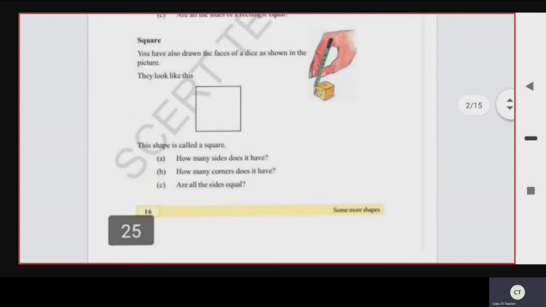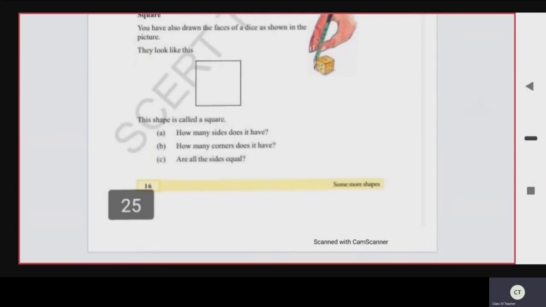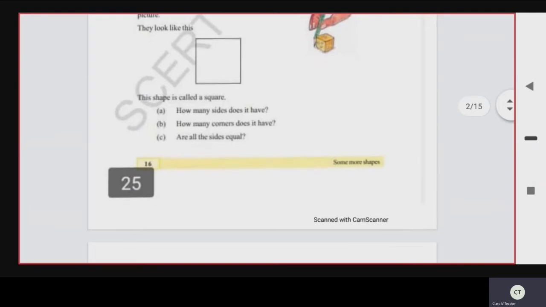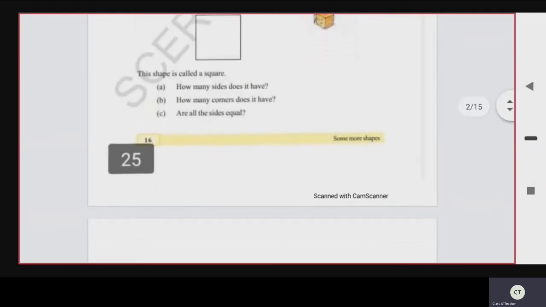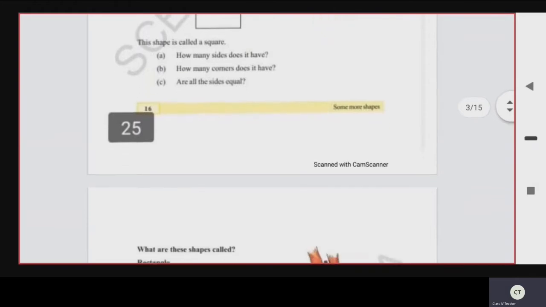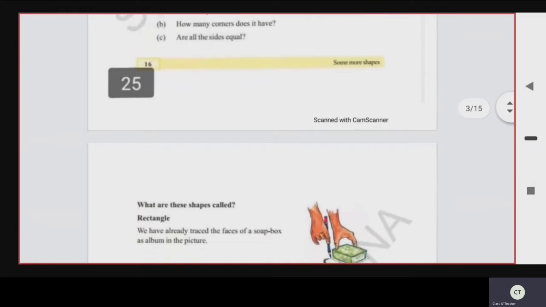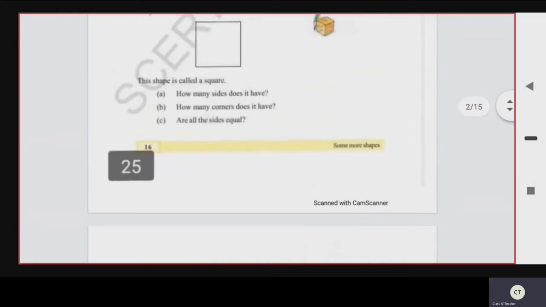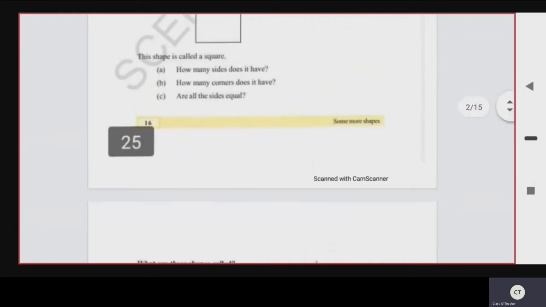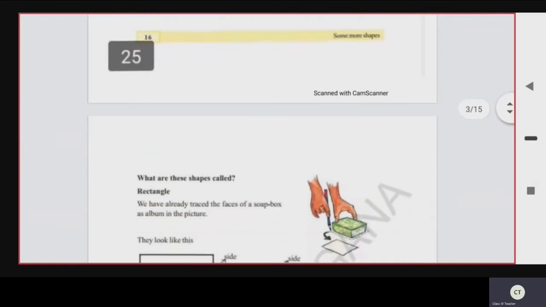The same if you go on to the square here, the dice shape, when you trace it, what shape did you get? Square shape. So how many sides does it have? A square has four sides. And how many corners does it have? A square has four corners, and in the diagram itself, you can see and say that all the sides of a square are equal.